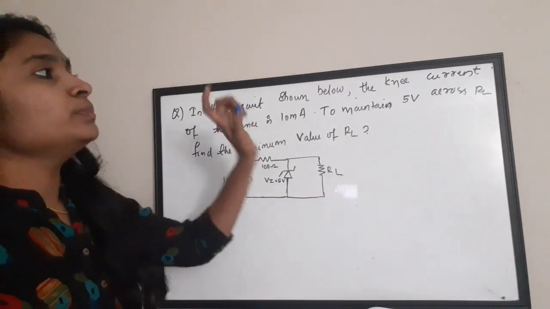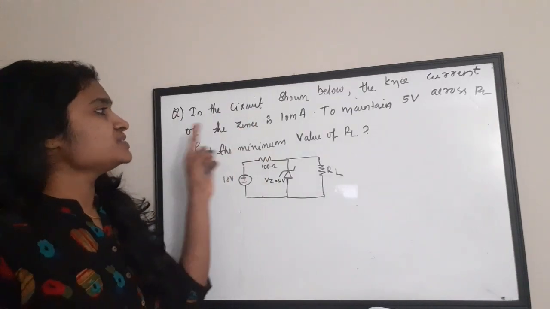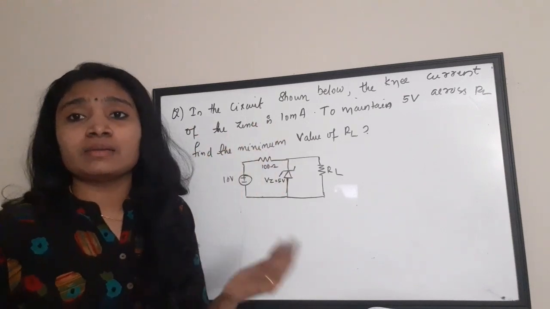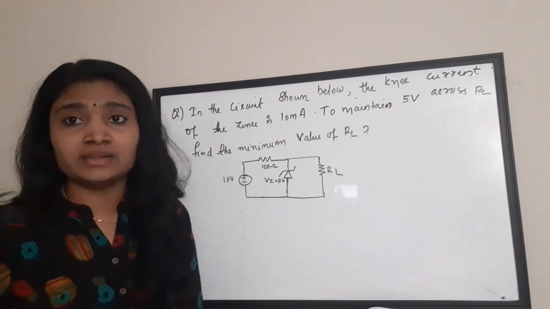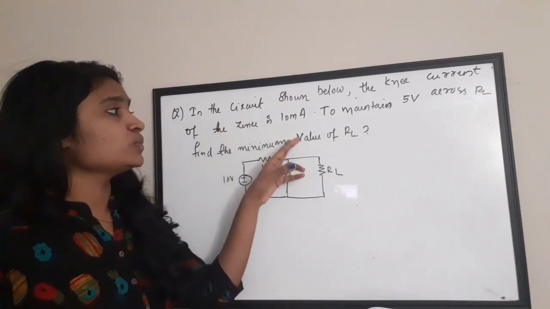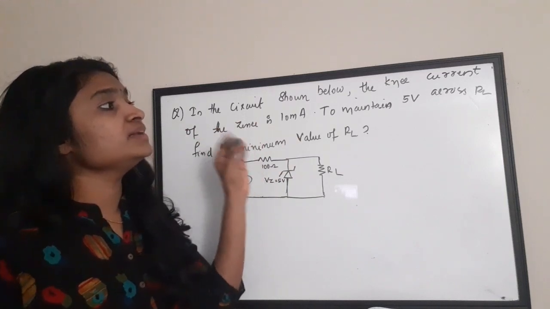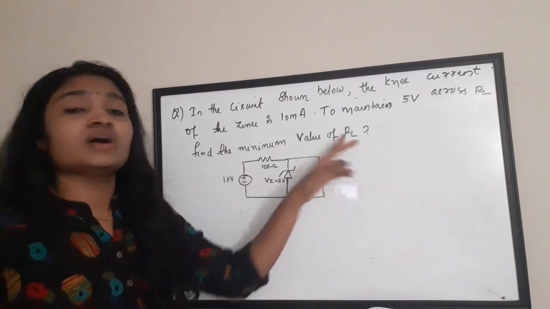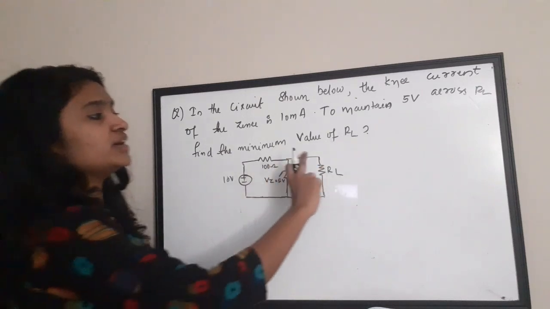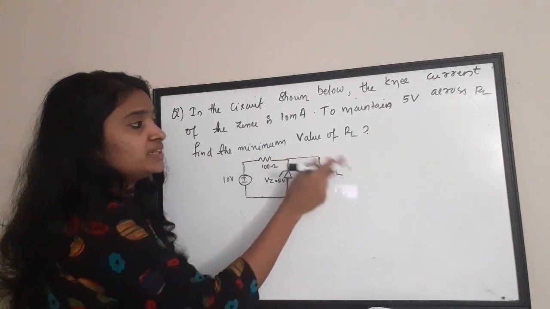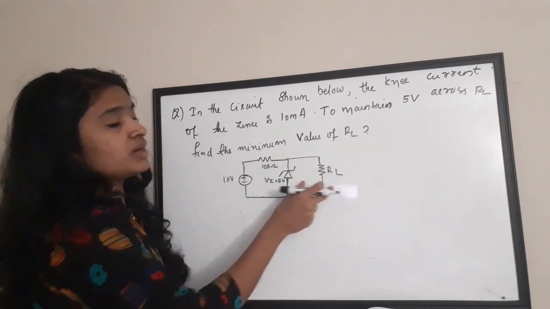In the circuit shown below, the knee current of the Zener is 10 milliampere, which means a minimum of 10 milliampere is needed to operate the diode in reverse bias condition. To maintain 5 volt across RL, find the minimum value of RL. So we need to maintain a 5 volt across RL. For that, what will be the minimum value of RL?